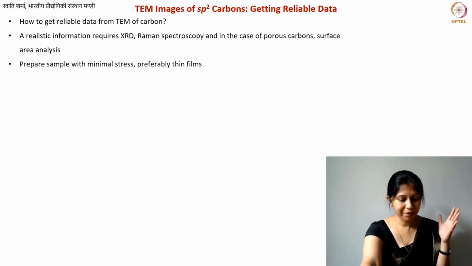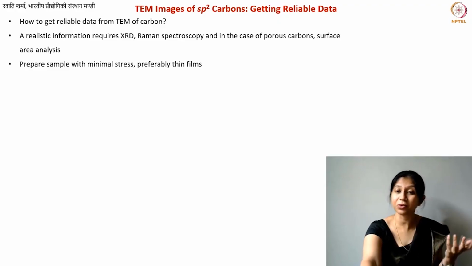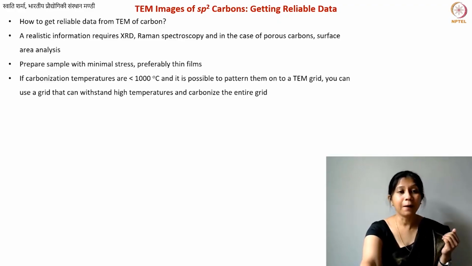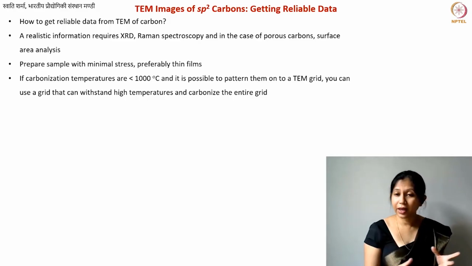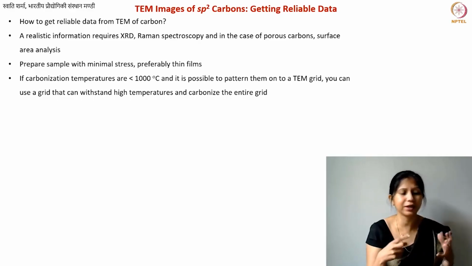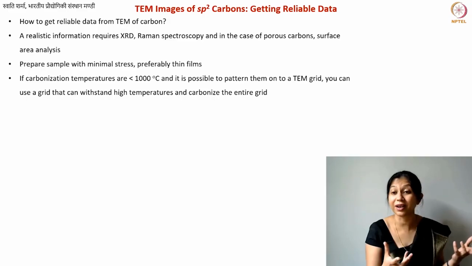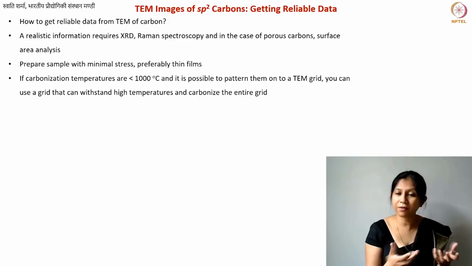Sample preparation: make sure that you minimize the stresses when you're preparing the sample. Sometimes it may be inevitable, but sometimes you can avoid it. One trick that here and there I have used is that there are some TEM grids that are made of, for example, molybdenum, so they can withstand relatively high temperatures. So especially when you're working with, for example, carbon nanofibers, electrospun carbon nanofibers, or even any other polymer, you can make a thin film.